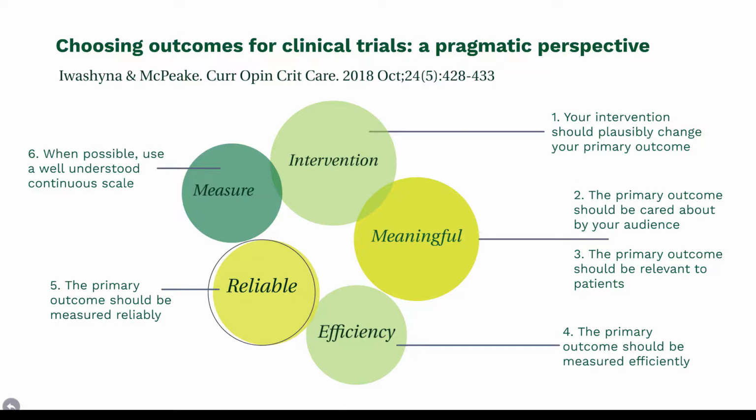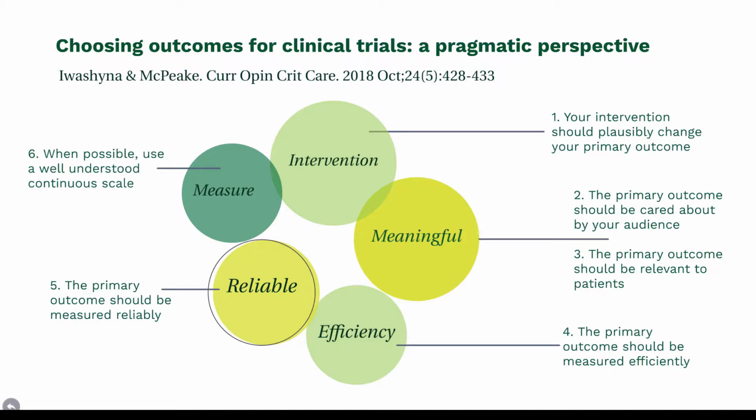So that's the meaningfulness. The primary outcome should be measured efficiently. It shouldn't be an arduous thing to measure. The primary outcome should be measured reliably. Again, repeatable, sensitive, specific, and with as little bias and error as possible.